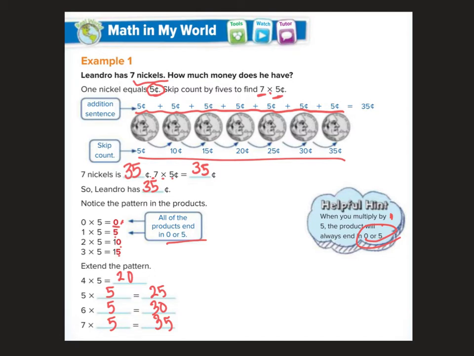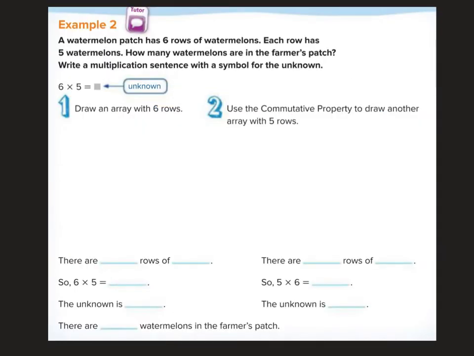So let's look at another example here. Example 2. A watermelon patch has 6 rows of watermelon. Each row has 5 watermelons. How many watermelons are in the farmer's patch? Write a multiplication sentence with a symbol for the unknown. Here's my multiplication sentence they wrote down for us: 6 times 5 equals box. We don't know what goes in the box, so we're just going to put a box there.